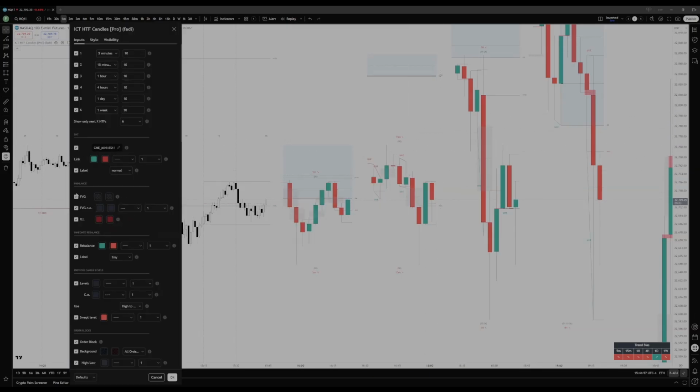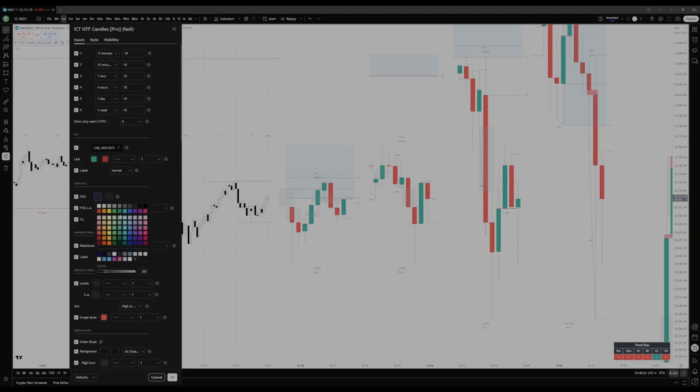So with the next section, if you want to track fair value gaps, you can do that. You can track their colors. For example, if you need fair value gaps and volume gaps, you can actually mark them and you can see them on the chart. This will make it easy to spot them.